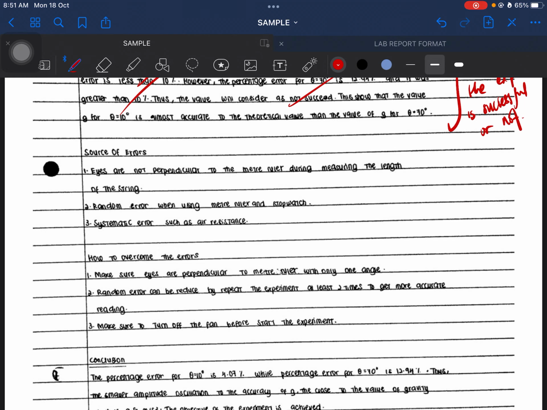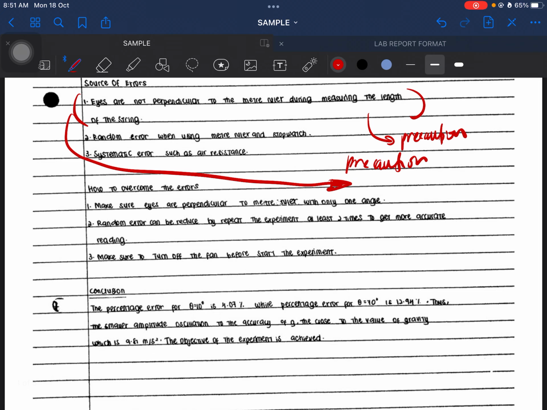Now, there is a precaution here. So this part is actually your precaution. So instead of writing sources of errors and then listing 1, 2, 3, you should write precaution, and then write this one under precaution. After that, you write another line, sources of errors. You have to list 2.